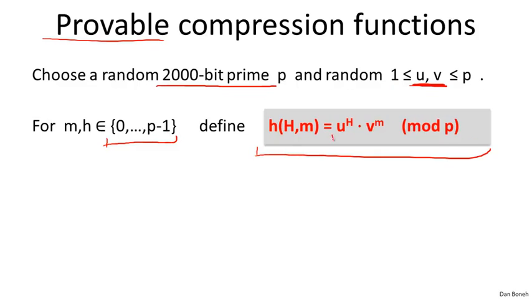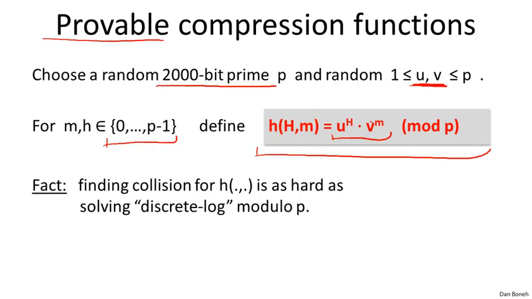It does it basically by computing this double exponentiation. It computes U to the H times V to the M. And the theorem, which right now I'm just going to state as a fact, actually turns out to be fairly straightforward to prove, and we're going to do it later on when we get to the number-theoretic part of the course. The fact is that if you can find a collision for this compression function, then you can solve a standard hard problem in number theory called the discrete log problem. Everyone believes discrete log is hard, and as a result, this compression function is provably collision resistant.